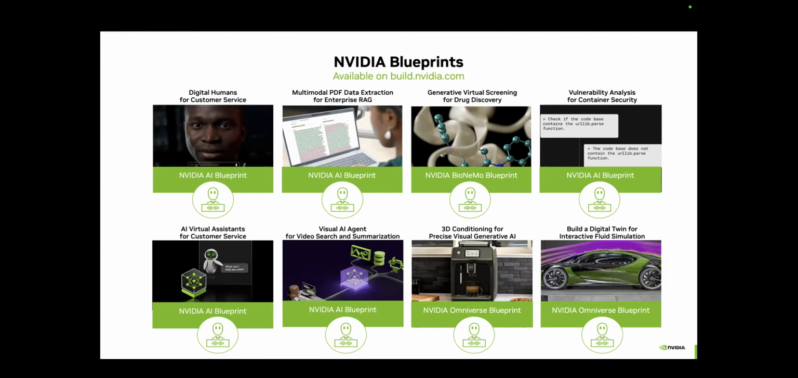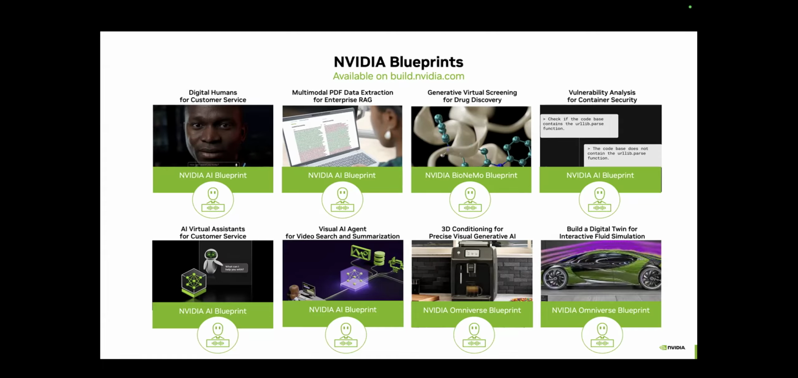And also some for the HPC field as well. If you go to the bottom right, you can see the digital twin for interactive fluid simulation. This is pretty cool because it maps a car inside the virtual space, and you can take whatever car you want, whether it's a McLaren or whatever, put it into the virtual space, and then do simulation on top of that. It's pretty cool. So that's the high-level picture of our NIM containers and blueprints.